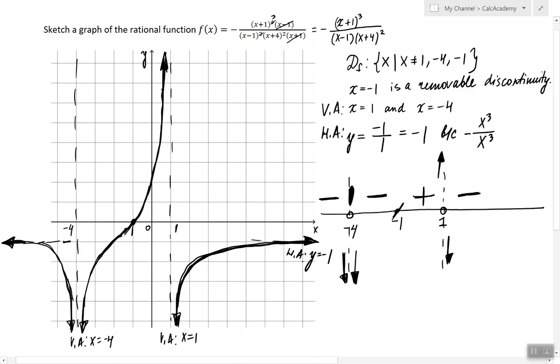One last thing before we finish is we have to remember that at -1 we have a removable discontinuity. So that means when we're done graphing, we come back to -1 and we make a hole here. So the function doesn't exist at -1. So now we're finished.